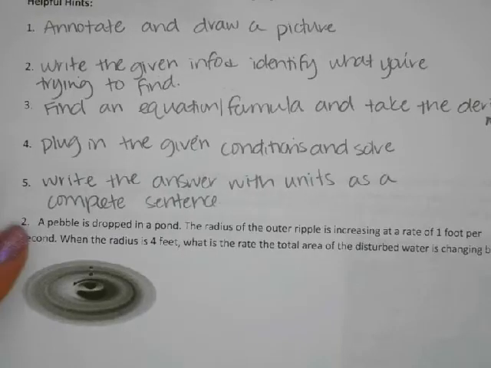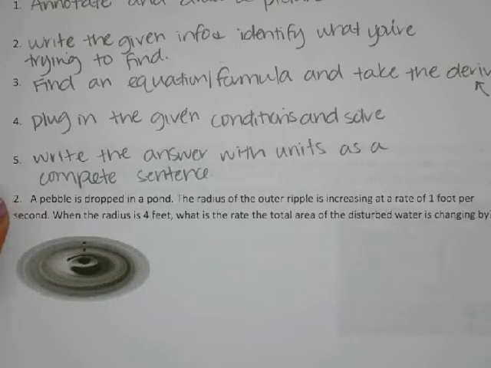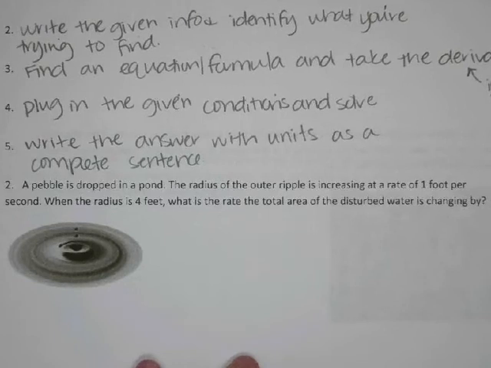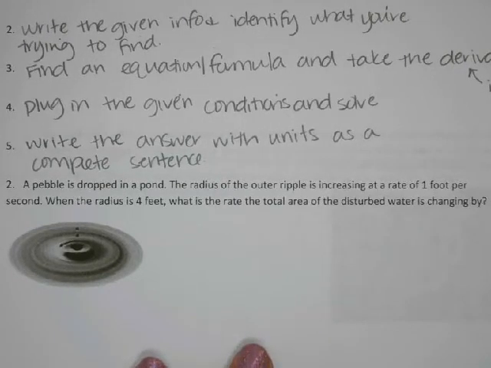All right, so it says a pebble is dropped into a pond. The radius of the outer ripple is increasing at a rate of 1 foot per second.